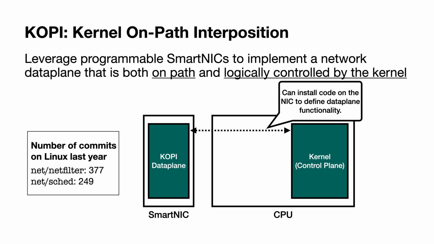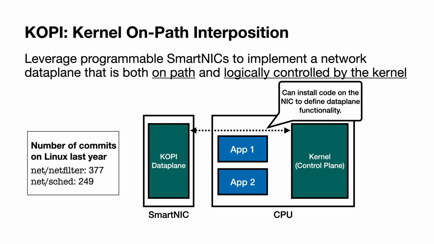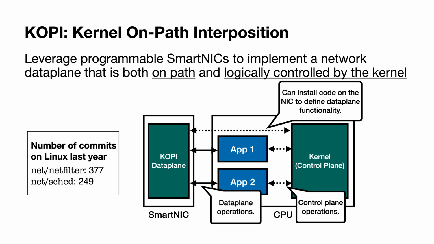And the reason this is essential is that data plane functionality changes often. So for instance, in Linux, over the last year alone, we saw hundreds of new commits on network filters and on network schedulers. And now applications can talk directly with the kernel for control plane operations and with the KOPI data plane for data plane operations.